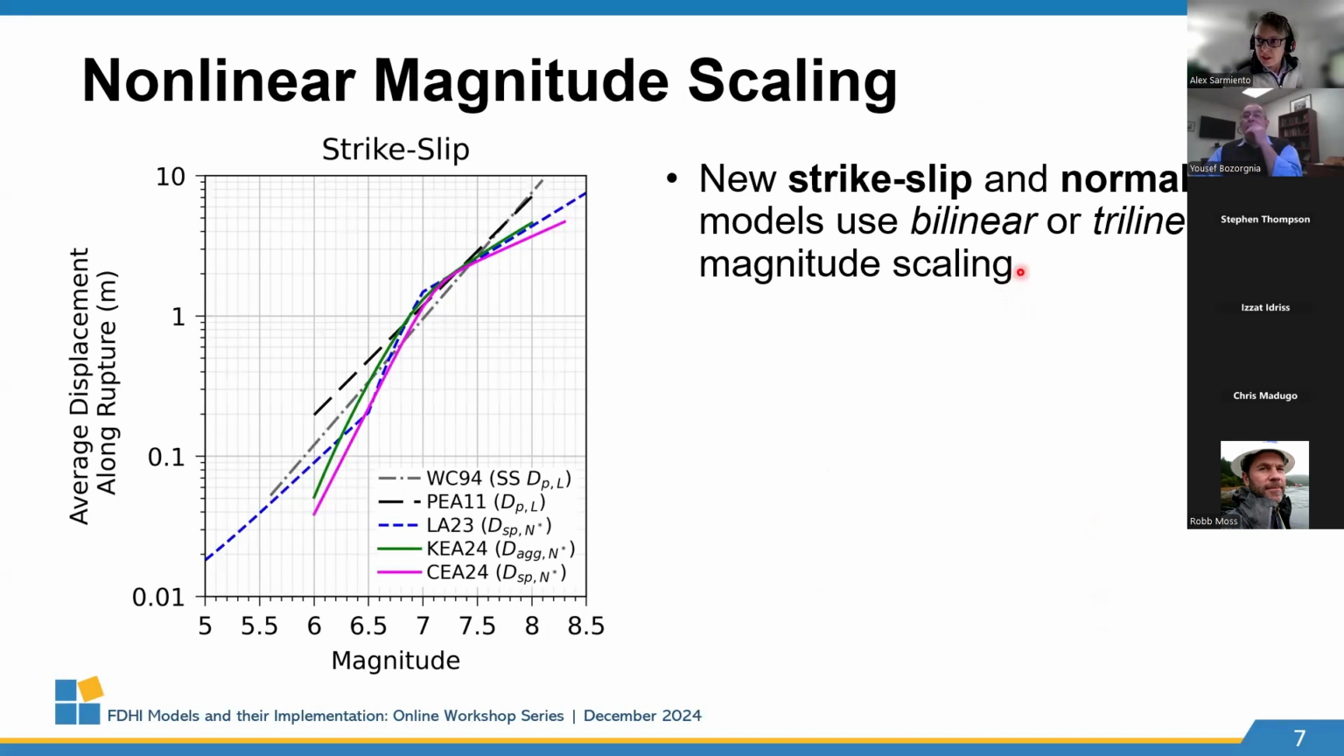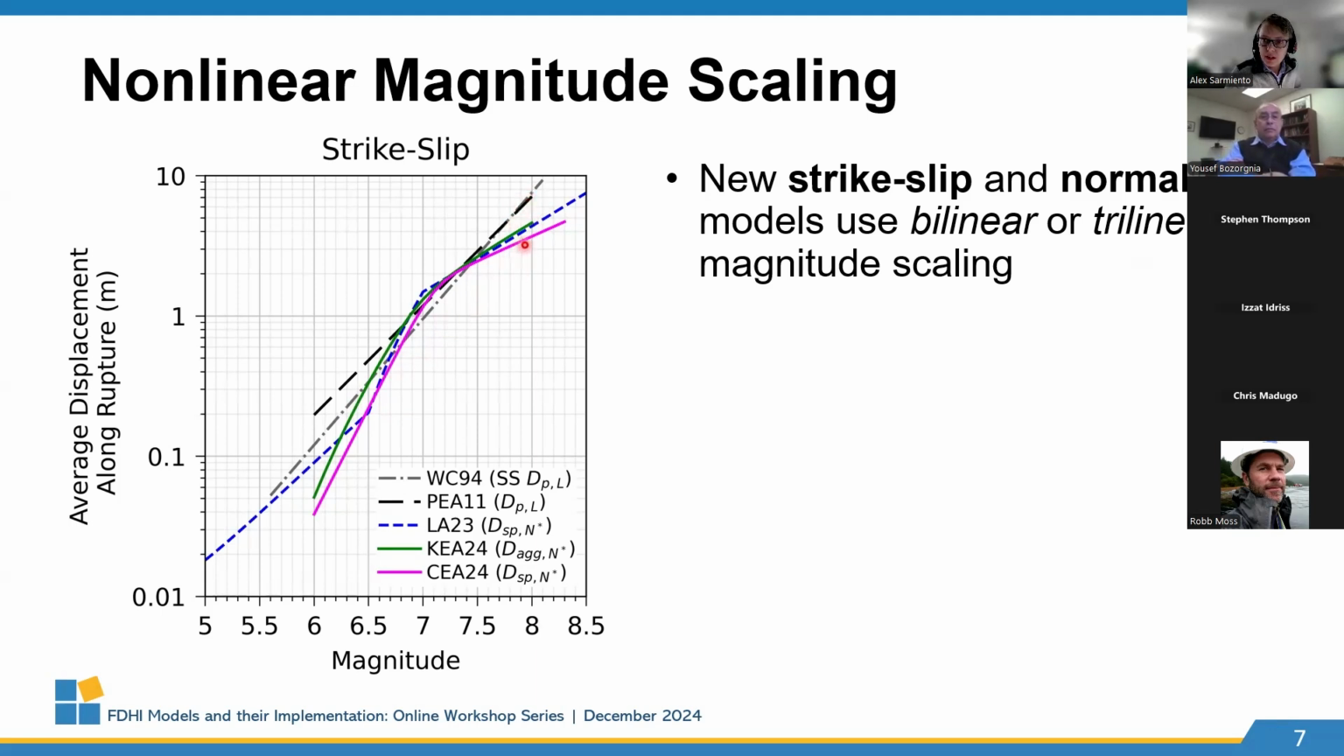So the new strike slip and normal models use bilinear or, in the case of Lavrentiadis and Abramson, trilinear magnitude scaling. This plot on the left shows the magnitude scaling in terms of the average displacement along the rupture for strike slip faults. The dashed black line is the average displacement implied from the Petersen elliptical model. The slightly steeper straight gray line is the Wells and Coppersmith magnitude scaling relation that you're probably familiar with, perhaps for strike slip faulting.